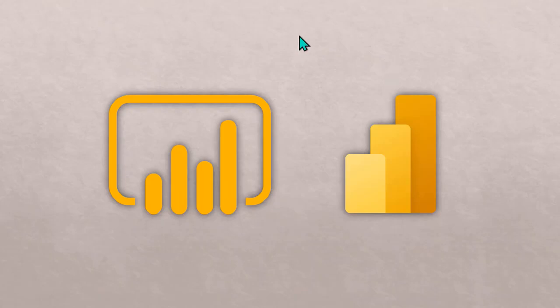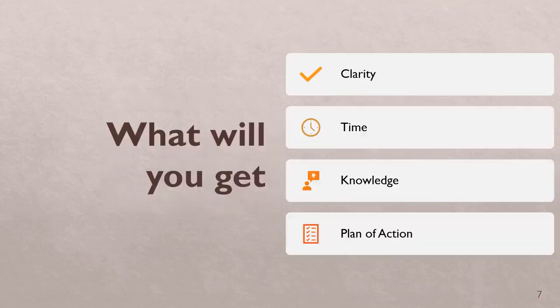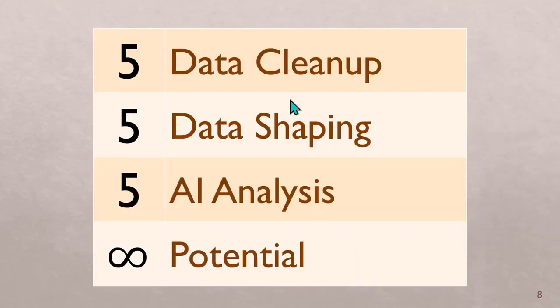So what are you going to get at the end of this session? You're going to get a lot of clarity about how to use both the tools, how to save a lot of time, and you're going to get a lot of knowledge in the process. I'm going to cover 15 things, 5 things about data cleanup, 5 things about data shaping. Data shaping as a concept is comparatively new for people who only use Excel, but in Power BI it applies. And then of course 5 things on how to use AI for data analysis.